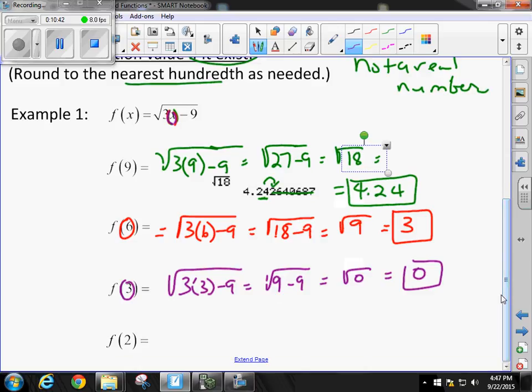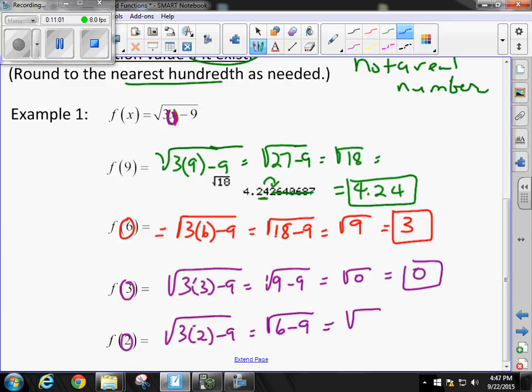And the last one of these is f of 2, which means I'm going to be putting in 2 where the x is. So I'll have the square root of 3 times 2 minus 9, which would be the square root of 6 minus 9, which would be the square root of negative 3. And oops, what about the square root of negative 3? It's not a real number.